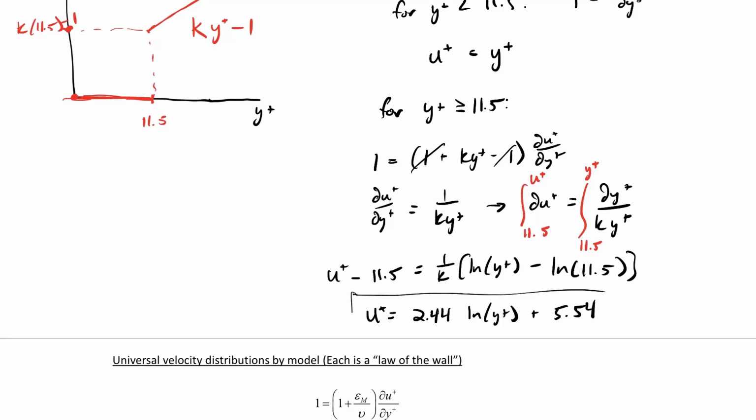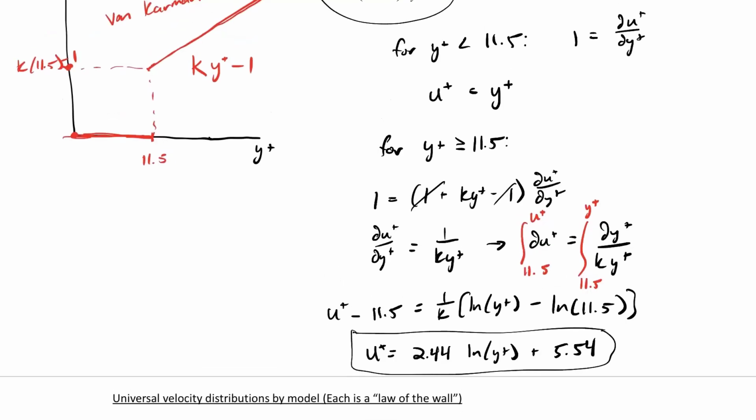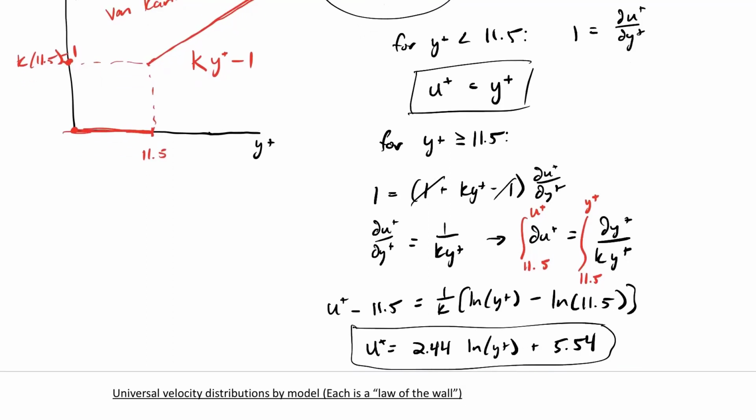Now this actually looks like a velocity distribution. This is our velocity distribution in that region beyond that cutoff of 11.5. So we have two things describing our velocity profile. One is linear, then you transition to something that's logarithmic. And that kind of makes sense, if you look back at our velocity profiles.